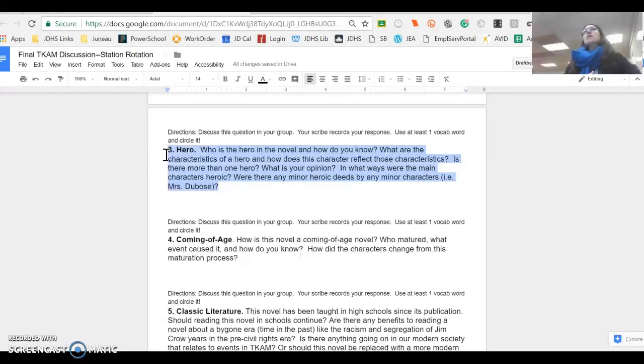Like consider Mrs. Dubose and how she fought her addiction right to the end of her death. That, in some ways, could have been seen as heroic, even though some of her other character traits may not be as heroic. So in your group, discuss who was a hero, and is it possible that there were more than one? Number 3.